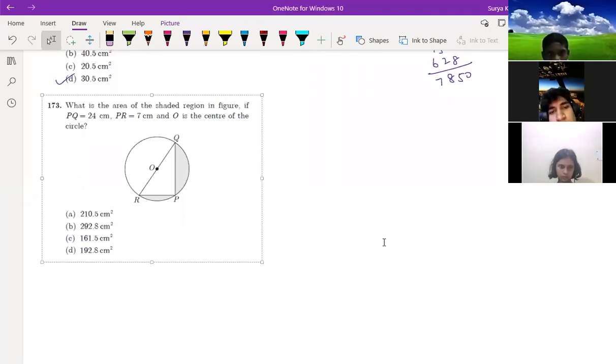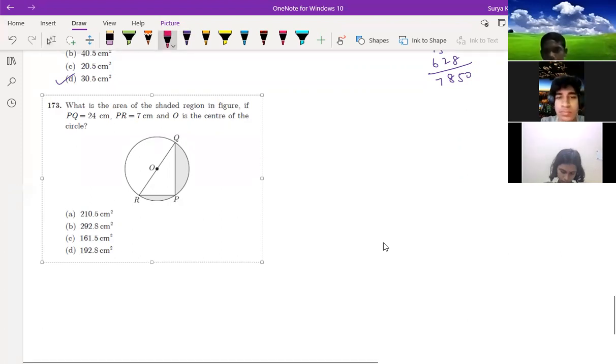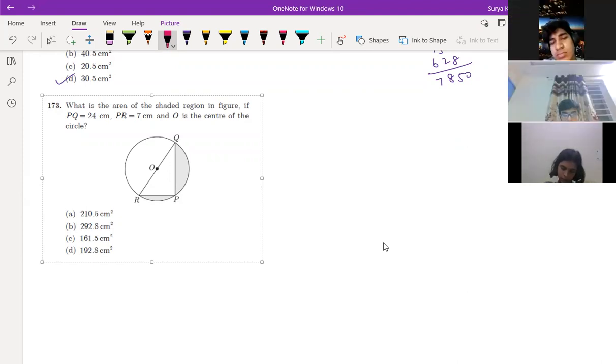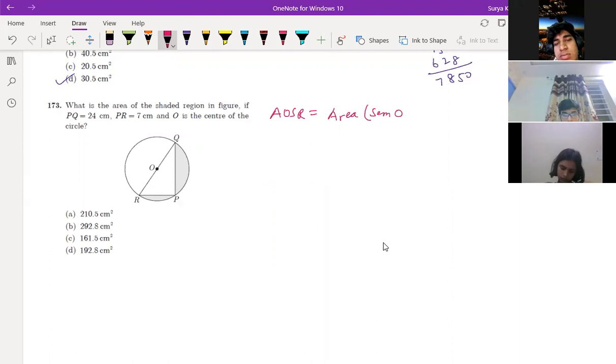PQ is 24 and this is 7. So QR will get 25. Just subtract the area of this, or what you can say, right angle triangle, from the semicircle. Yeah. So area of semicircle. So area of shaded region is equal to area of semicircle minus area of right triangle, correct?